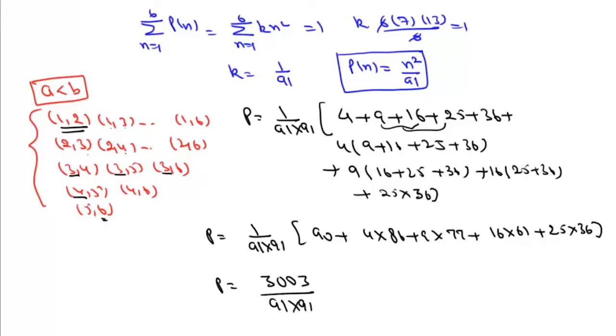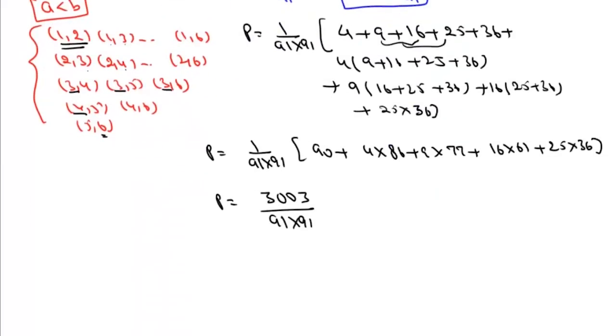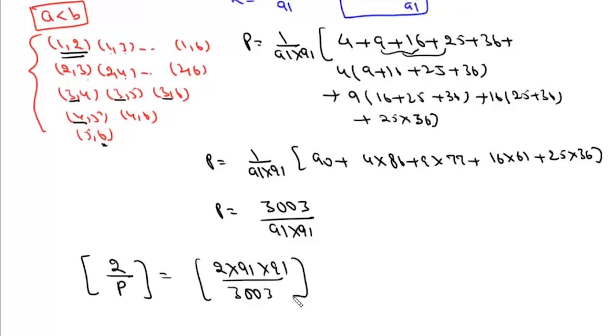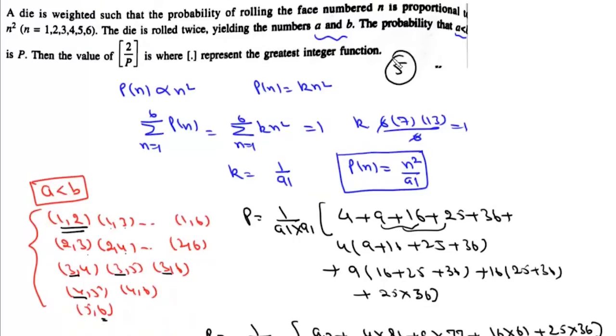Now it says find the value of the greatest integer function of 2 upon P. So we need to find the greatest integer function of 2 by P. It will be 2 into 91 into 91 divided by 3003. Now 91 divides 3003 and there will be 33. Now 2 into 91 divided by 33 will be 5.5 something, so the greatest integer function of this will be simply 5. So the answer to this question is 5.